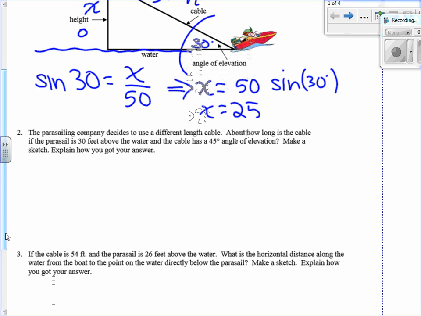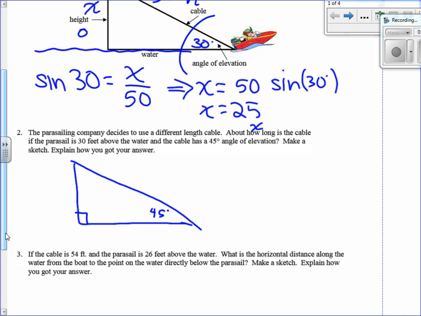Now, always draw the picture. Draw the picture. Don't try to do the stuff in your head. All right, so same scenario. How long is the cable, that's my X, and the parasail is 30 feet above the water, and the cable has a 45-degree angle of elevation. So now that's a right angle. So where does the 45 go? It's the angle here at the bottom.